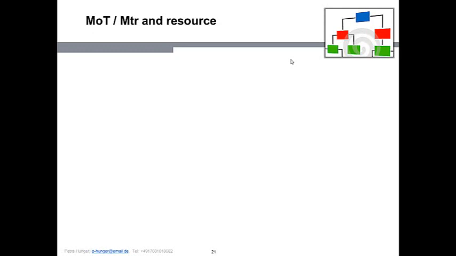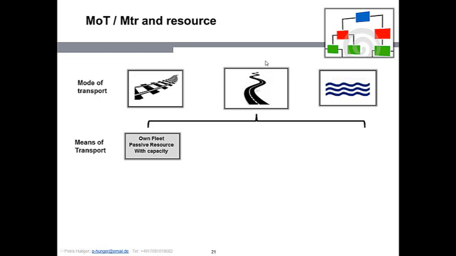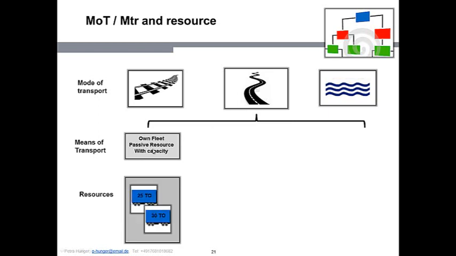Let's come to the mode of transport, means of transport, and resource to compare the three. So the mode of transport is really the highest level. You can have rail, road, and water. And then the means of transport is below that. So everything which is traveling on the street or on the road can be further subdivided into means of transport. So for example, own fleet, passive resource with capacity. So here you have resources which are trailers and belong to this means of transport.